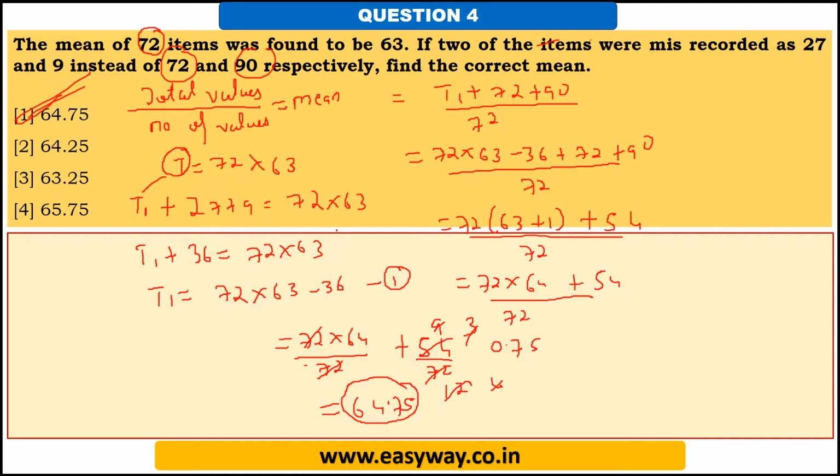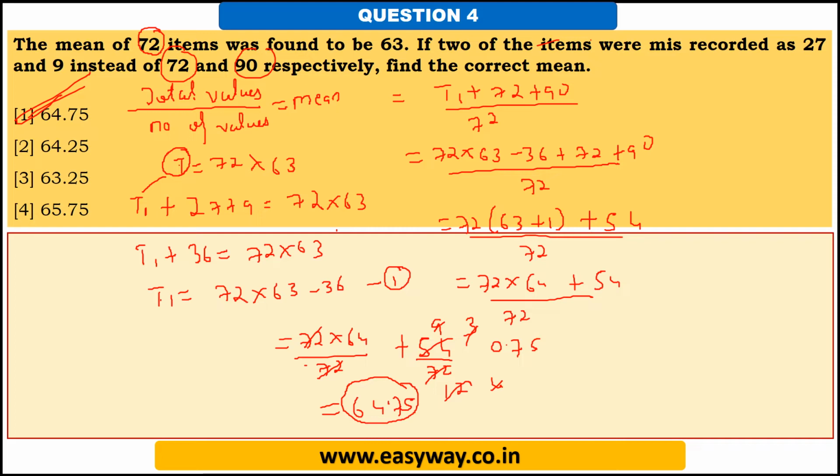So in this question, what we have done, basically we have taken total values as T, and the number of values is 72 and mean is 63. So T is equals to 72 into 63, but we found out that two values were wrong. So we have taken T as T1 plus the values of the two wrong values, that is 27 and 9, and that is equals to 72 into 63. So we are getting the value of T1 as 72 into 63 minus 36.